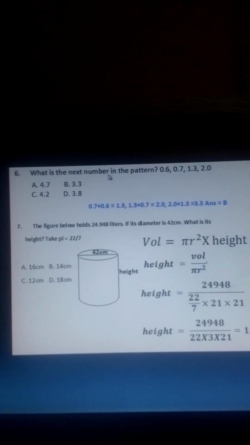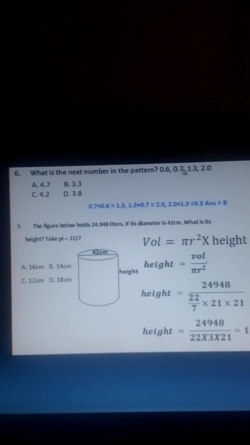What is the next number in the pattern? 0.6, 0.7, 1.3 and 2.0. Now to find the next number in this pattern, let's see, you can find the difference between the first number and the next and see if there is some pattern.